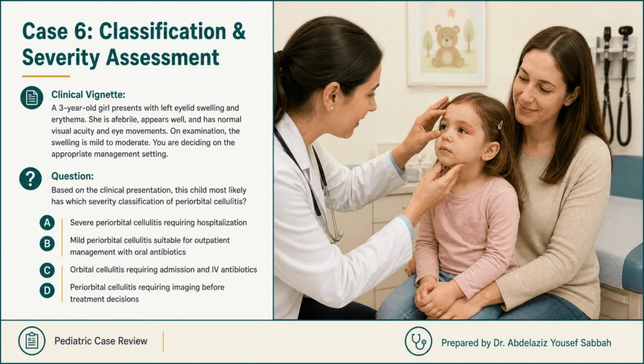Based on the clinical presentation, this child most likely has which severity classification of periorbital cellulitis? Option A, severe periorbital cellulitis requiring hospitalization. Option B, mild periorbital cellulitis suitable for outpatient management with oral antibiotics. Option C, orbital cellulitis requiring admission and intravenous antibiotics. Option D, periorbital cellulitis requiring imaging before treatment decisions.